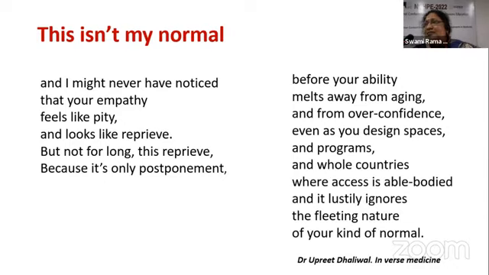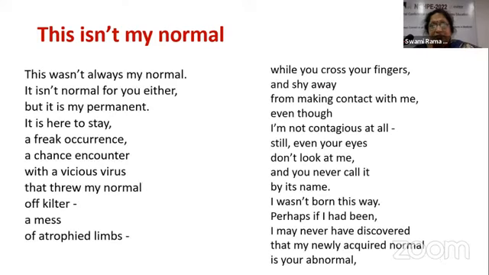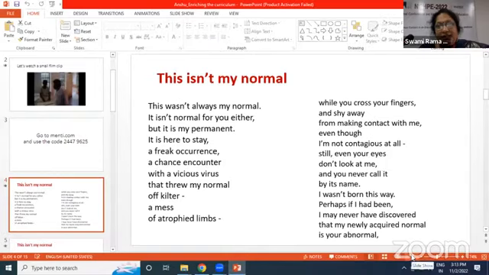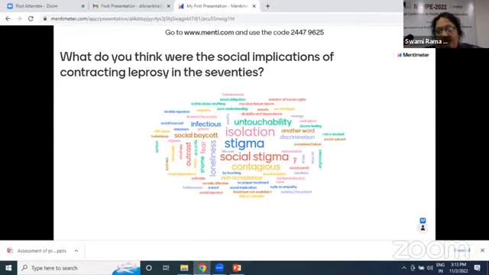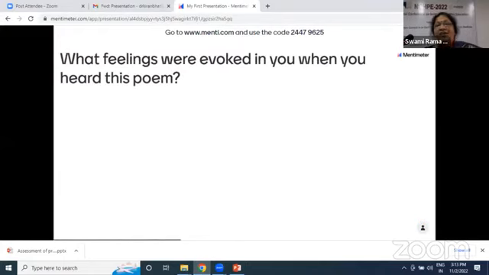What did you think this is about? It could be polio, because he's talking about a virus, talking about a mess of atrophied limbs. So it could be that. So let's go back to your mentee screen there, and let's move to the next question and see what feelings were evoked in you when you heard this poem. You can enter your answers here.